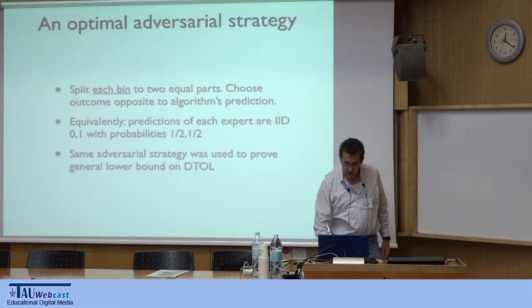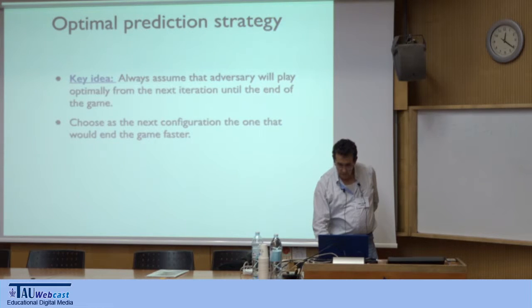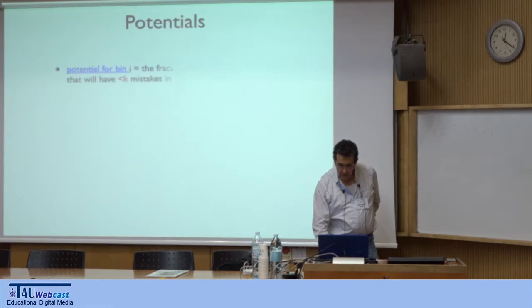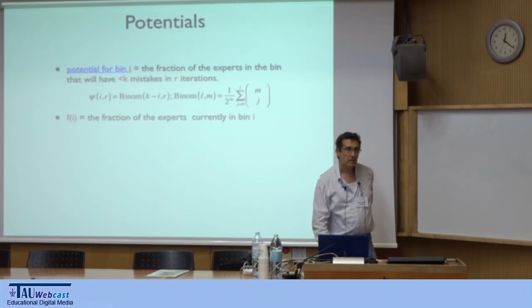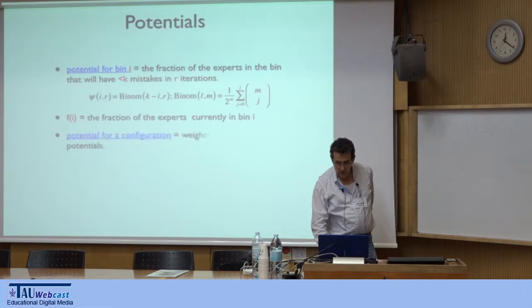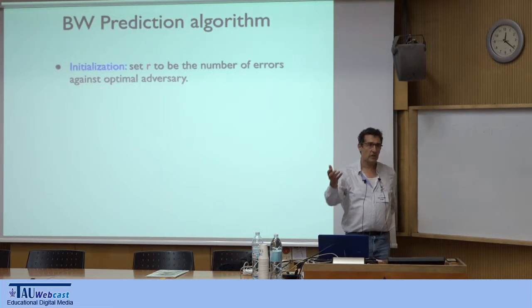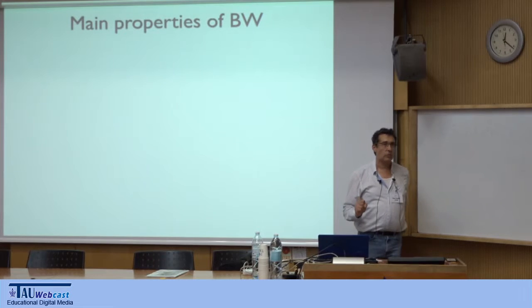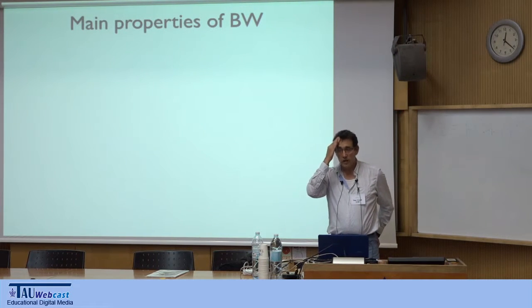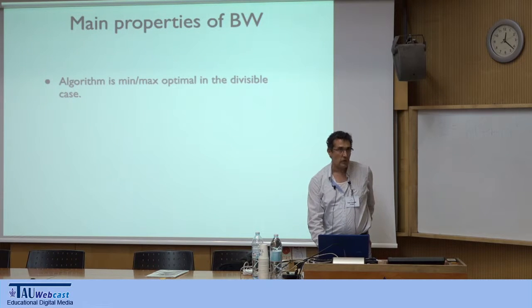So basically, that's the best strategy for the adversary. And once you know that, you can come up with your own best strategy. And what you get at the end is basically a new definition for potentials. These potentials are not exponential like I had before, but they are like binomial tails. And using these potentials, you can get an algorithm that always chooses the next configuration that has the minimal potential. Okay? And what that gives you, I'll skip this, is basically an algorithm that is min-max optimal. Okay, so in this setting, the algorithm that I described is min-max optimal. There's no looseness at all. And it has better bounds than the exponential weights.